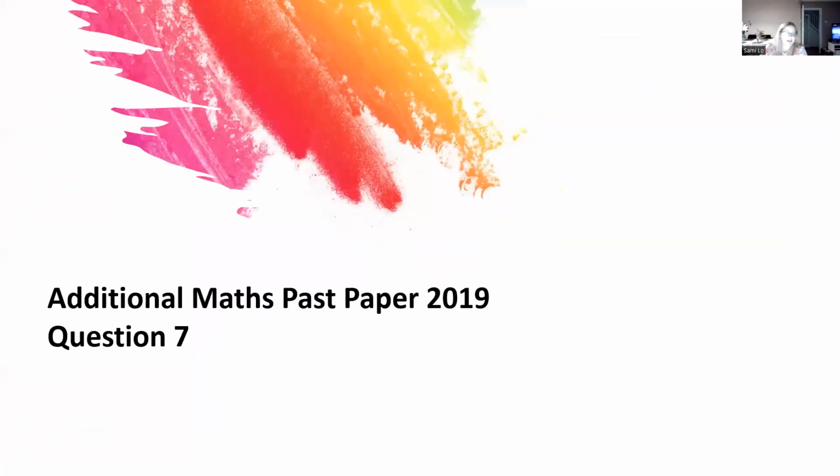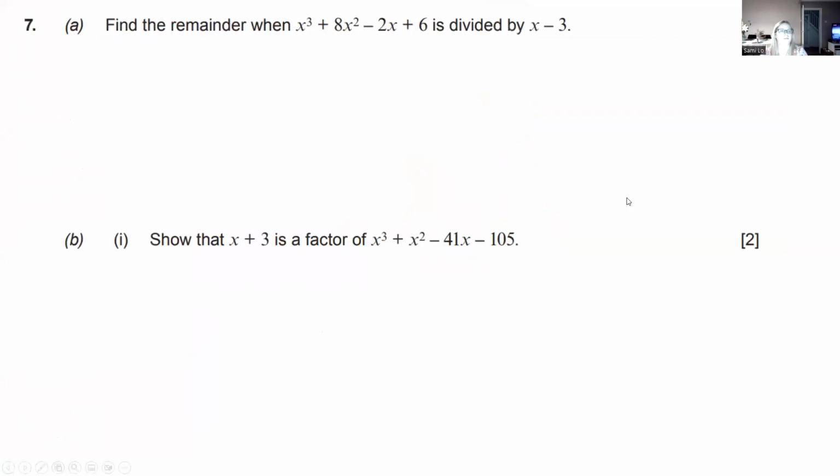This is question 7 of the additional maths paper 2019. So we're going to be looking at the remainder and the factor theorem in this question. There we go. So the first question is asking you to find the remainder. Now it gives us a hint.